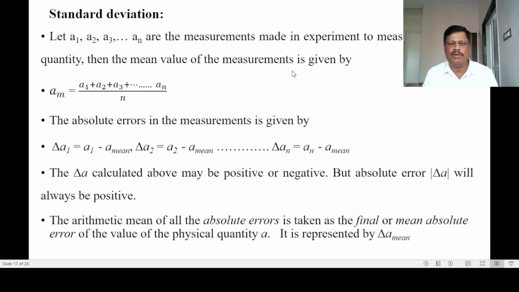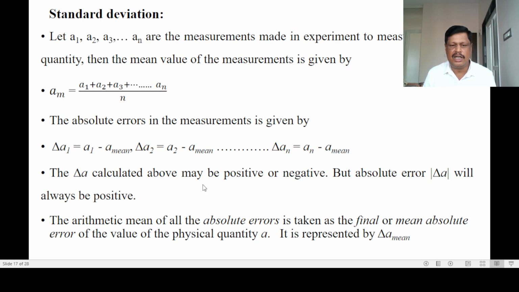Then the mean value of the measurement is given by, you already know that A mean or Am is equal to A1 plus A2 plus A3 plus etc. An over n. The absolute errors in the measurement is given by, you already know what is absolute error. So delta A1 is equal to A1 minus A mean, delta A2 is equal to A2 minus A mean, etc. Delta An is equal to An minus A mean. You already know all these things in the earlier slides.